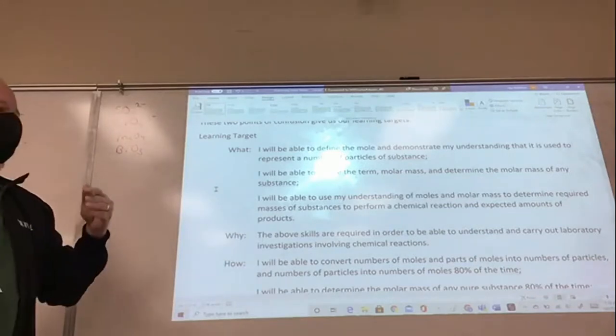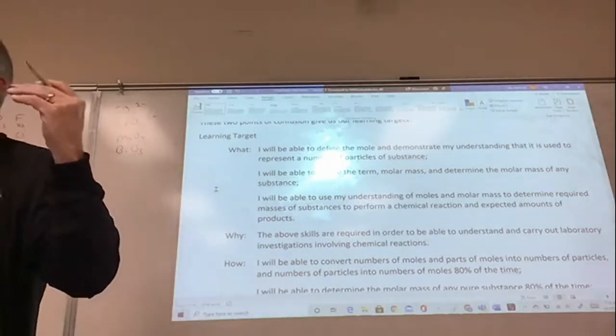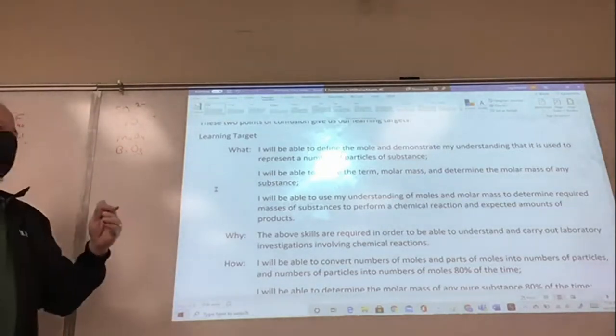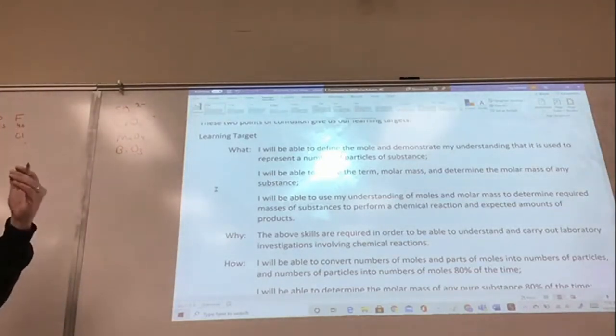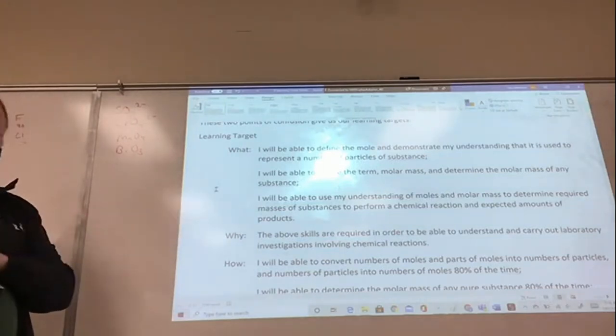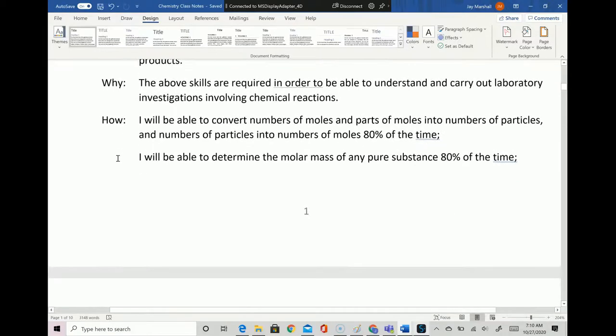I want to be able to go into a chemistry laboratory and say, based on this chemical reaction, I need to get this many grams of this stuff, and I need to get this many grams of that stuff. And I expect that I will end up with a product containing this many grams. Okay, so the above skills are required in order to be able to understand and carry out laboratory investigations. And then what I expect you to do in terms of skills, I will expect you to be able to convert numbers of moles and parts of moles into numbers of particles, right?